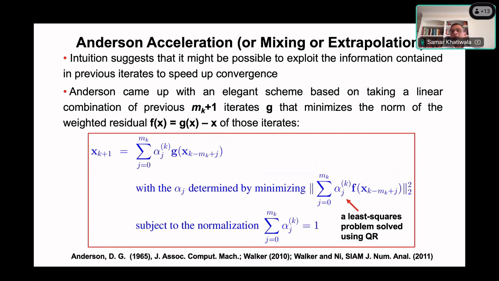Okay, the way you calculate these coefficients over here, these alphas, is by solving a simple least squares problem, subject to the normalization that the alphas must add up to 1, which is really important for what we want to do. If you're trying to conserve tracer in your model, this normalization here will automatically impose that conservation on your iterates, essentially. Okay, and that's the basic idea behind Anderson acceleration.